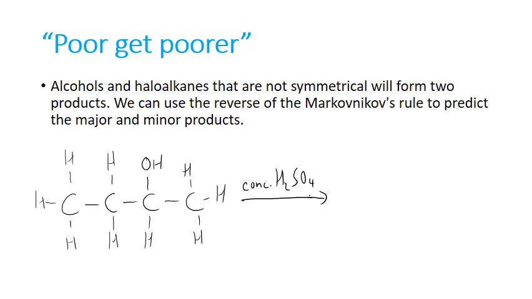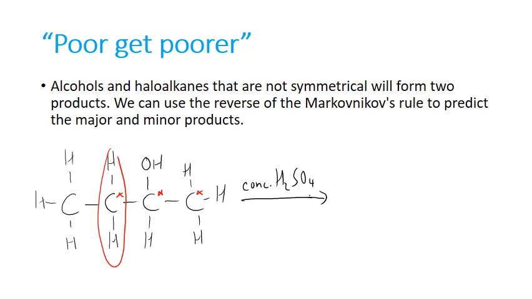Now, if we have a situation where the haloalkane or alcohol is not symmetrical, you're going to form two products. And for this, we're going to use the reverse of Markovnikov's rule to predict which is major and which is minor. So rather than the rich get richer, we're going to focus on the poor get poorer. Focusing on this carbon here, because this carbon has the alcohol group, the OH, we've got to look at the two carbons next to it, so that one there and that one there. The one that is poorest is this carbon here. So that is going to lose the hydrogen in the major product.